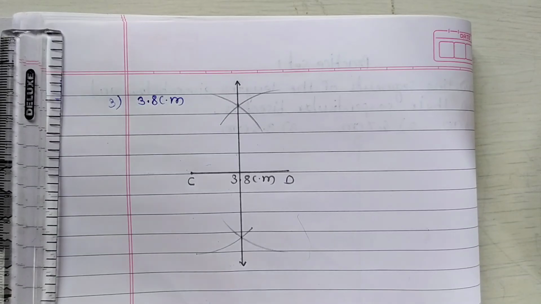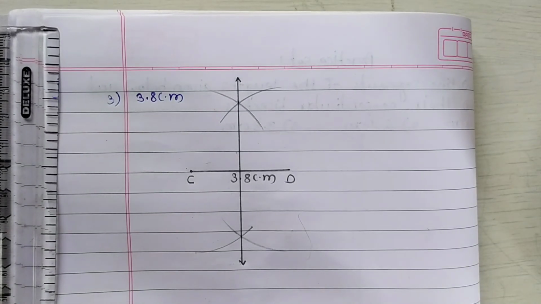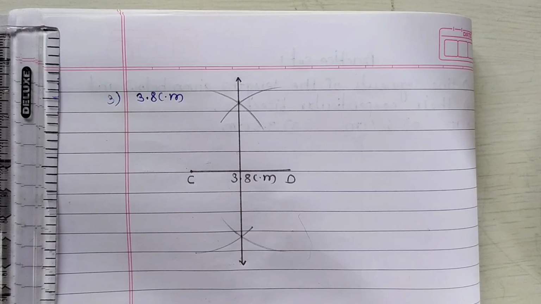Hope you understand how to draw a perpendicular bisector for a given line segment. Let's practice it. Take various distances and draw line segments on your own and practice it very well. This is the first part of our practice set 1. In the next part, we are going to solve question number 2.